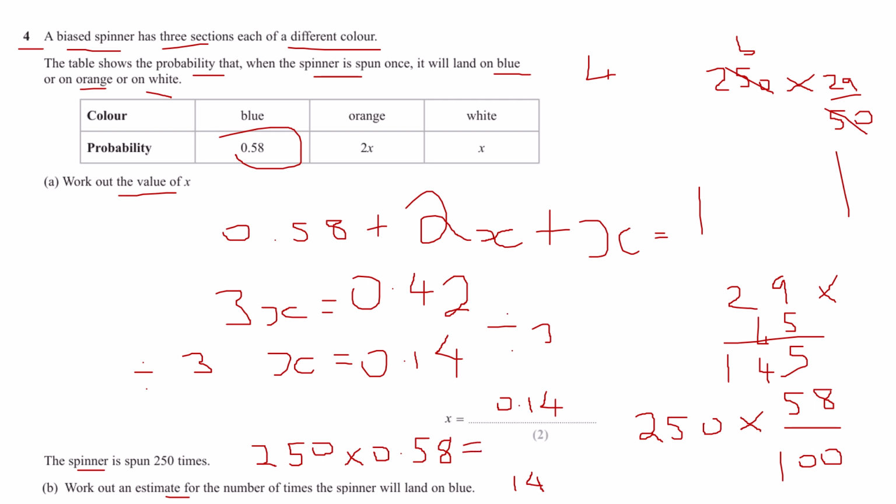I changed 0.58 into a fraction. That's 58 hundredths, which simplifies to 29 50ths. Divide top and bottom of the fraction by 2 because they're both even numbers. And I did 250 divided by 50 and then times it by 29. 250 50ths will knock off the 0, 25 fifths equals 5. 5 times 29 is 145.